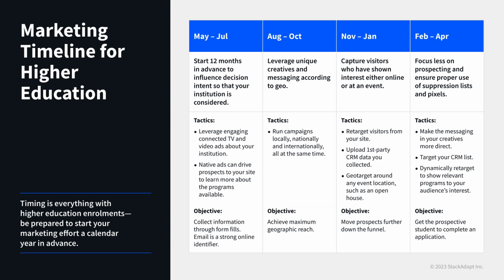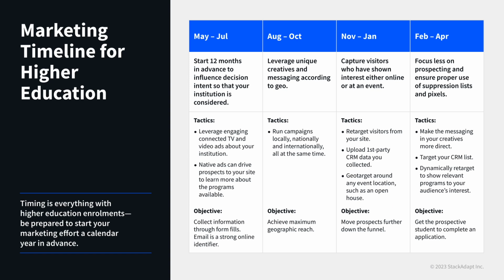Then we have August to October. During this time, we would recommend to maximize geographic reach. So you would have your audiences that you've cast the net wide for throughout May and July, but then also making sure that you are casting your net even wider by running local, national, and also international campaigns at the same time to leverage all those users.